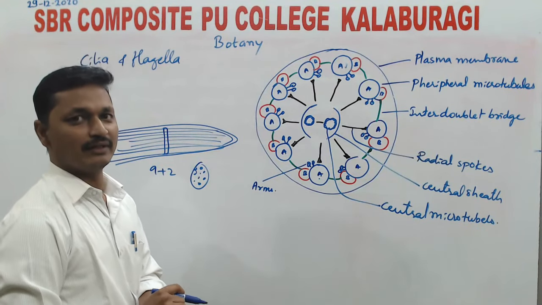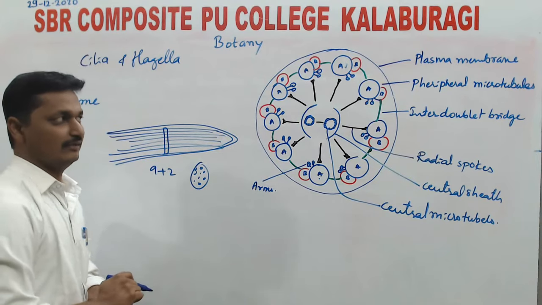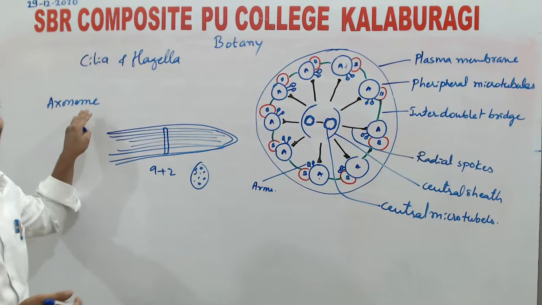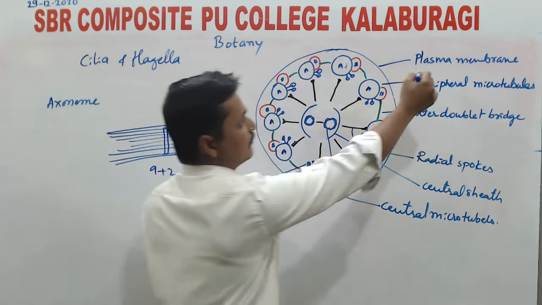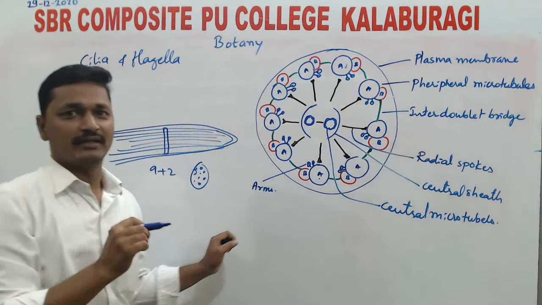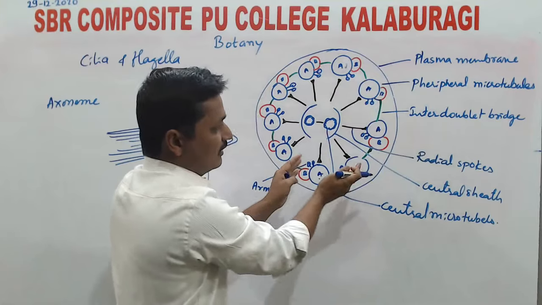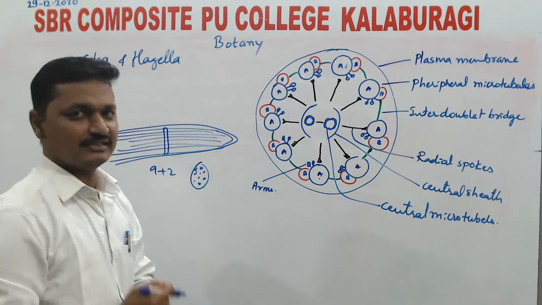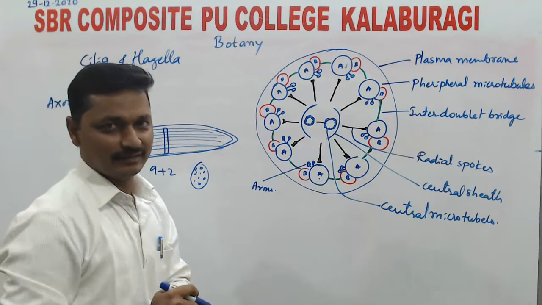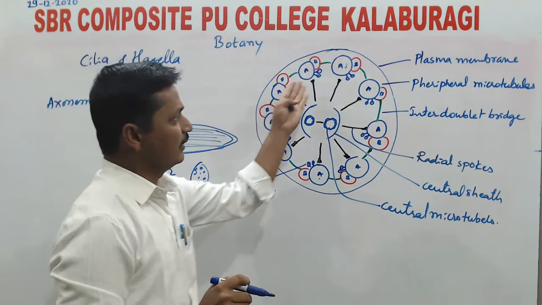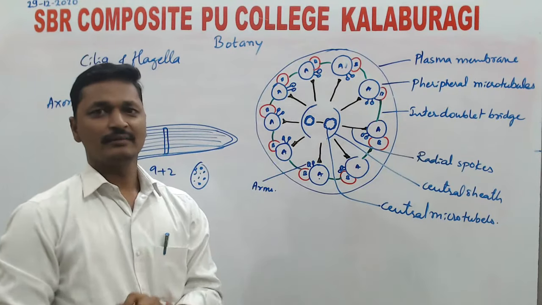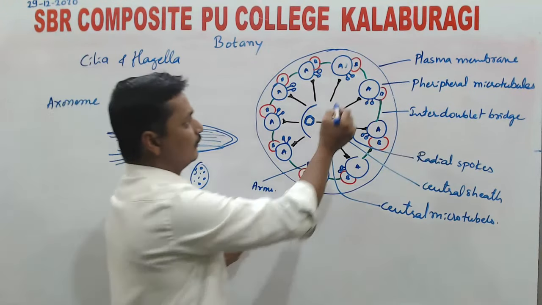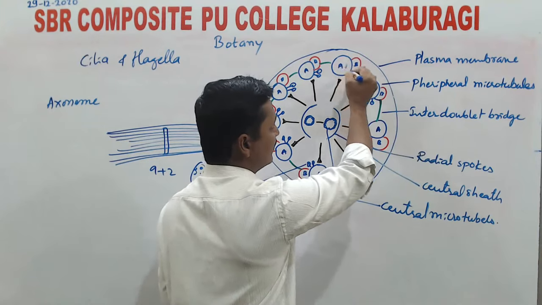Made up of 11 microtubules, 9 microtubules are in a peripheral manner and 2 are at the center. This color is the axoneme. The outermost covering is the plasma membrane, the covering sheath. But the central portion is called what? Axoneme. You'll ask what is the axoneme? The axoneme is the central core of the cilia and flagella, made up of 9 peripheral and 2 central microtubules. Then we'll discuss the peripheral microtubules.